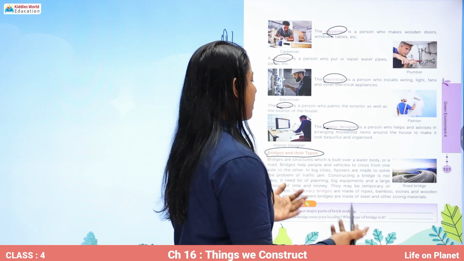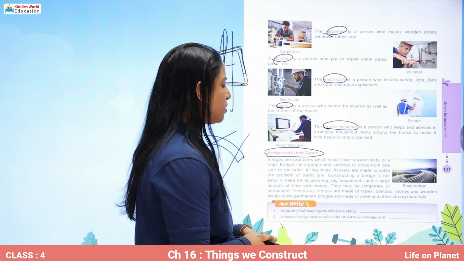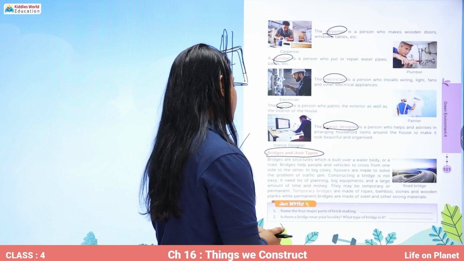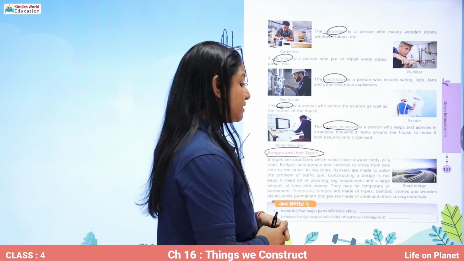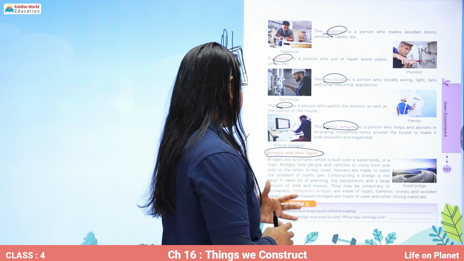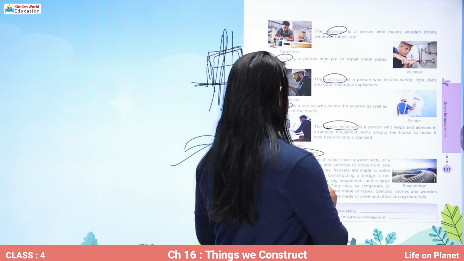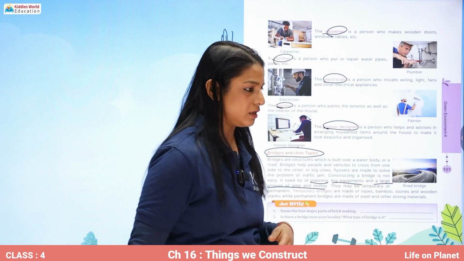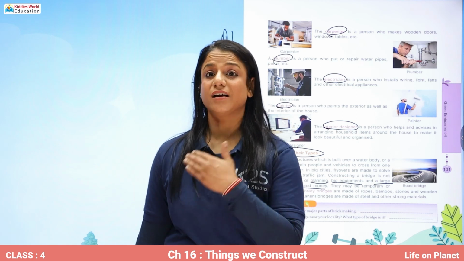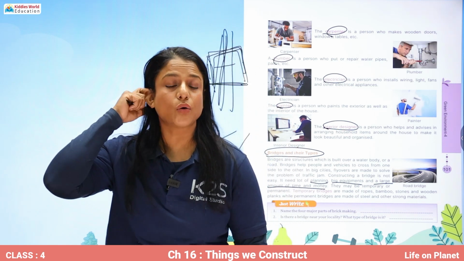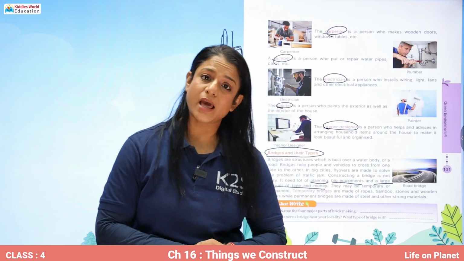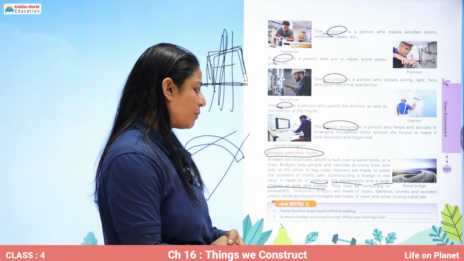In big cities, flyovers are made to solve the problem of traffic jams. So another kind of bridge is a flyover. Constructing a bridge is not easy. It needs a lot of planning, big equipment, and a large amount of time and money. So of course, making a bridge is not at all an easy task. It requires a lot of planning, a lot of money, a lot of time and a lot of big equipment.